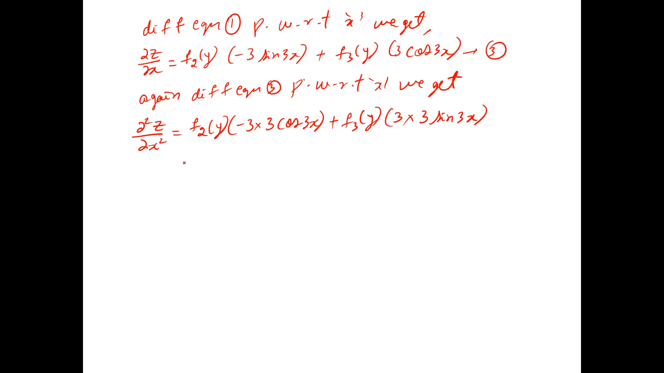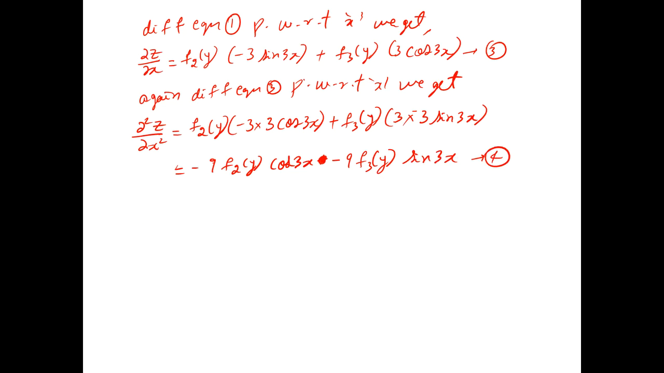Now when you simplify, minus 3 into 3 is 9, so I will write here minus 9 f2y cos 3x plus 3 into 3 is again 9, and differentiation of cos is minus, so therefore I will take minus outside, so this is minus 9 f3y sine 3x. I will keep this as equation number 4.